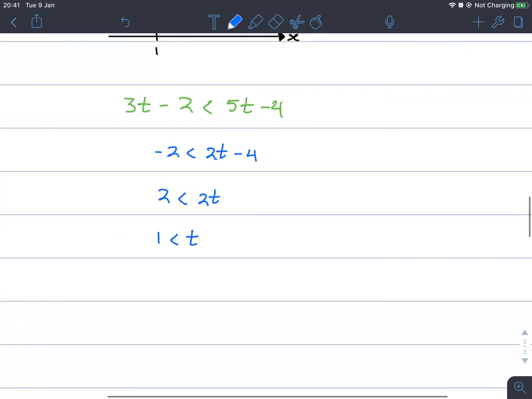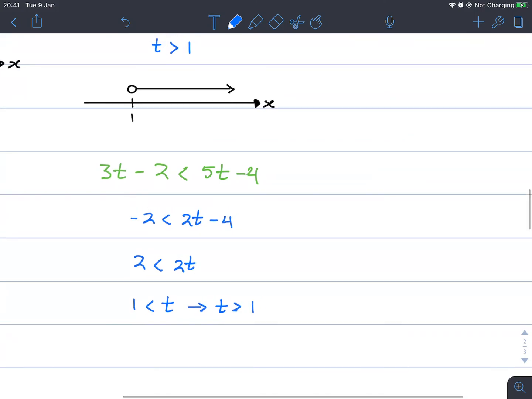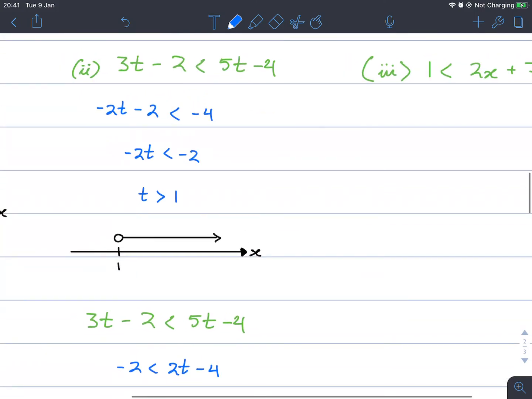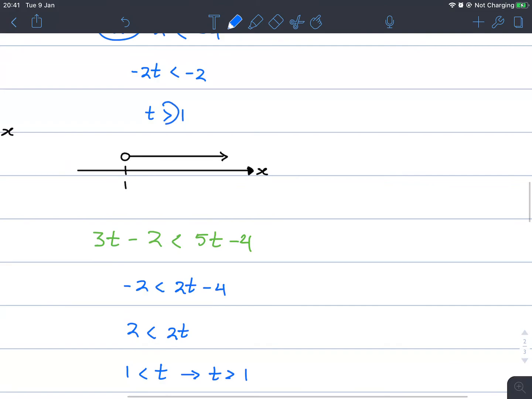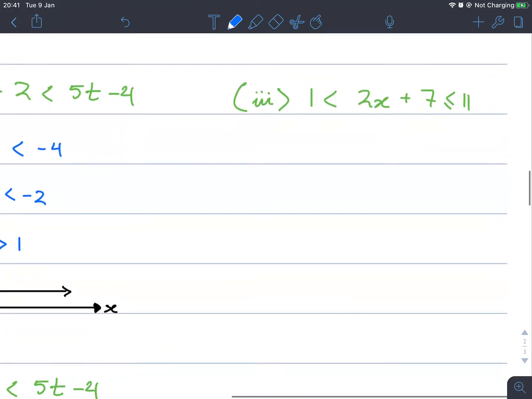Or if we just switch everything around, you can read this actually as t greater than 1. So this can be written as t greater than 1. Notice how if you just take note of whether or not the pronumeral is going to be negative, you can avoid having to turn the sign around. Okay, let's just move on.